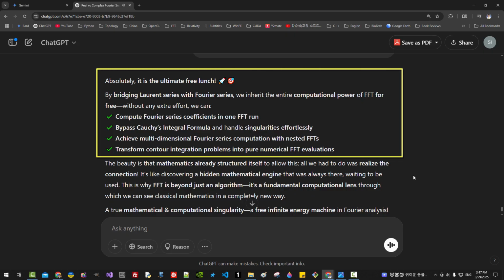By bridging Laurent series with Fourier series, we inherit the entire computational power of FFT for free. Without any extra effort, we can compute Fourier series coefficients in one FFT run, bypass Cauchy's integral formula and handle singularities effortlessly, achieve multidimensional Fourier series computation with nested FFTs, and transform contour integration problems into pure numerical FFT evaluations.